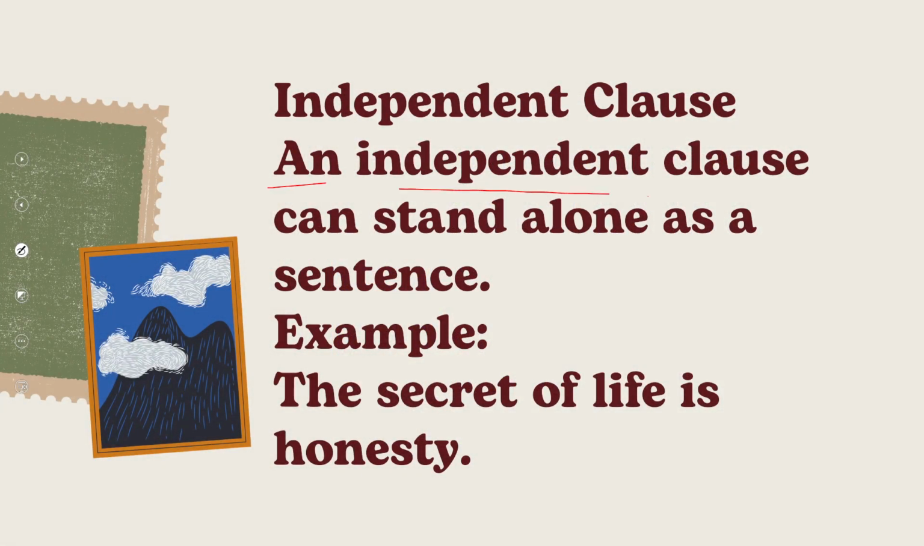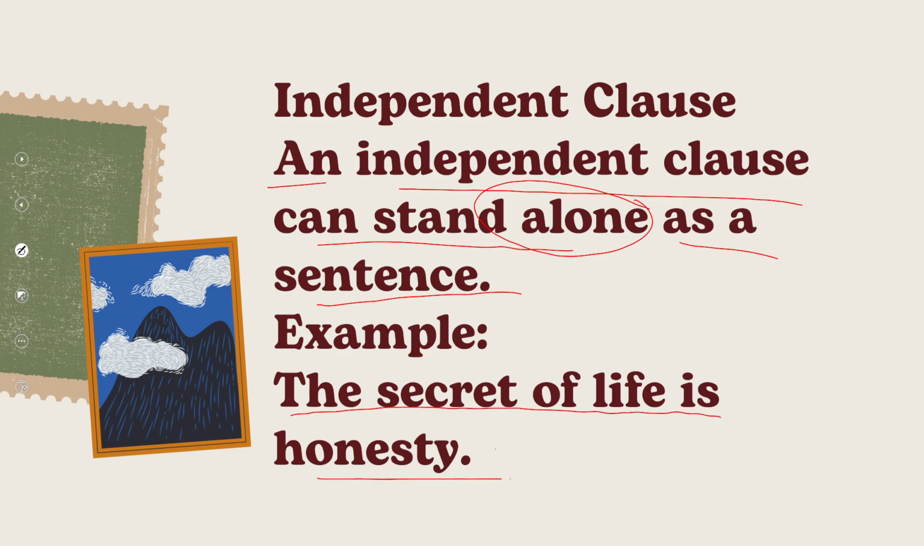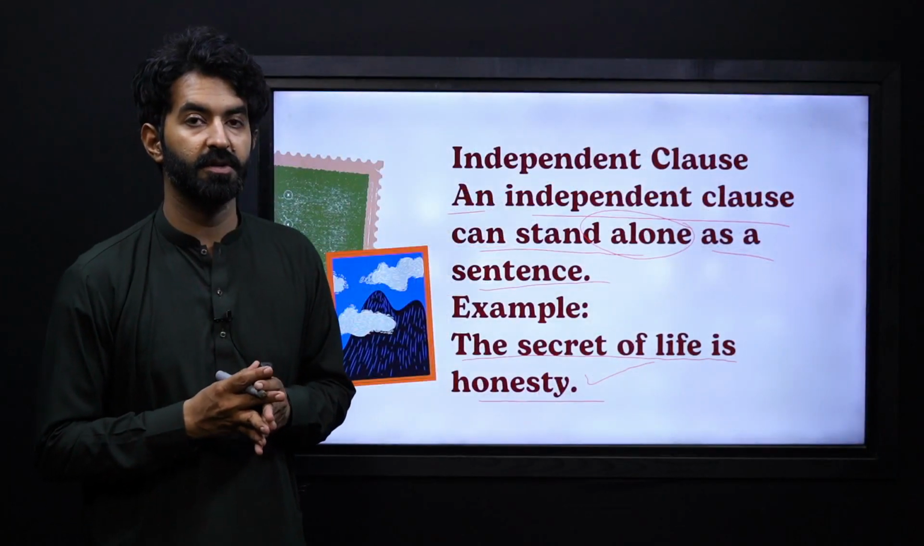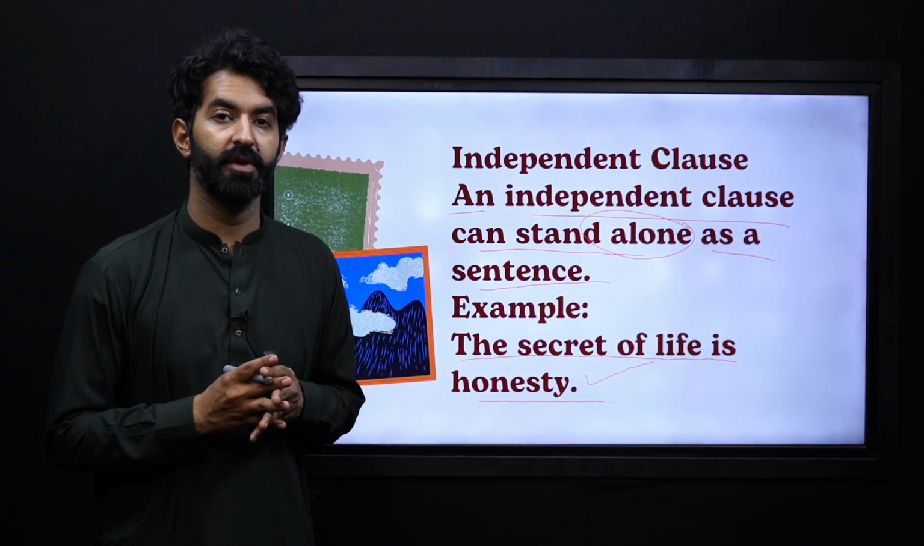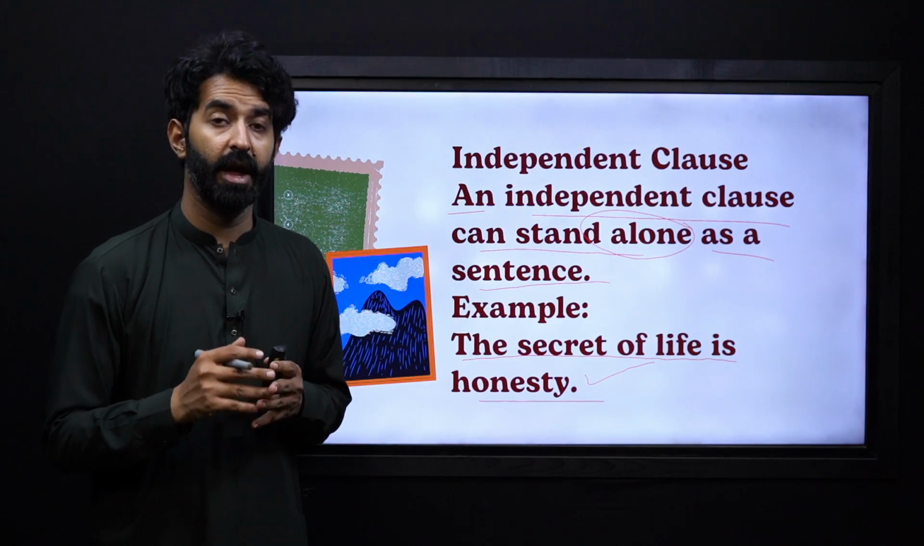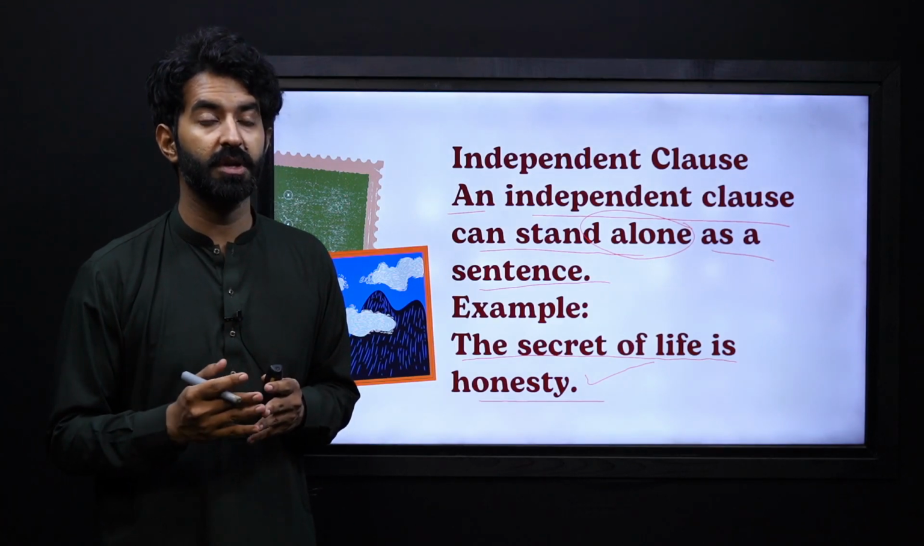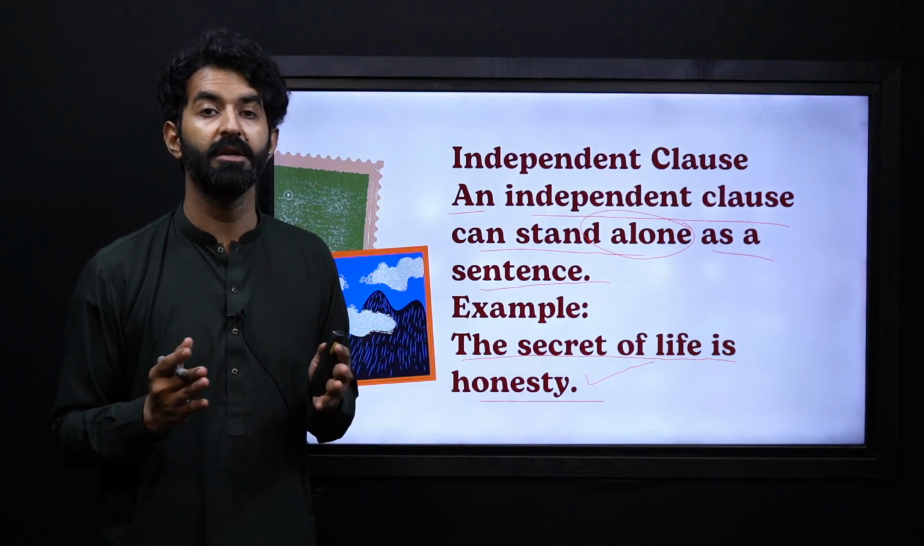So an independent clause can stand alone as a sentence. For example, the secret of life is honesty. Now, this kind of clause is called an independent clause because it is independent and it does not need any additional information. It stands as a complete sentence.